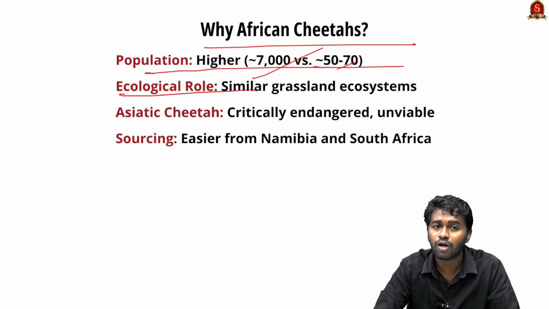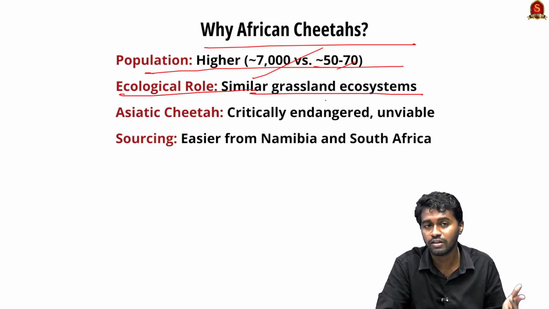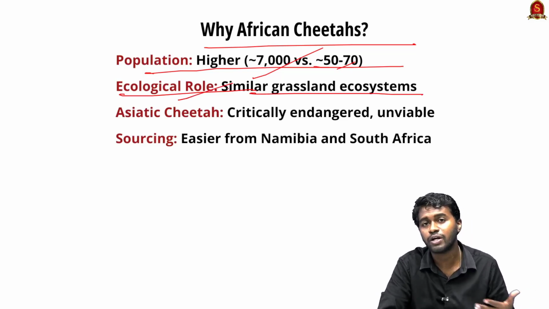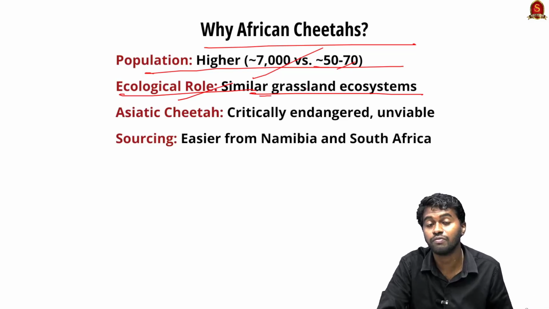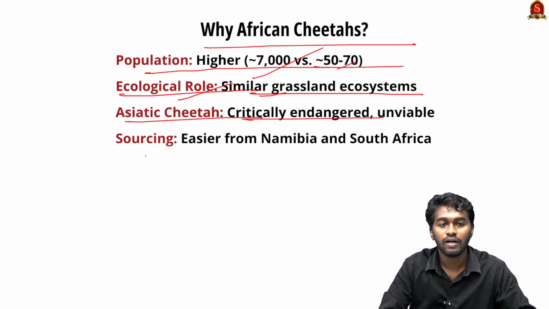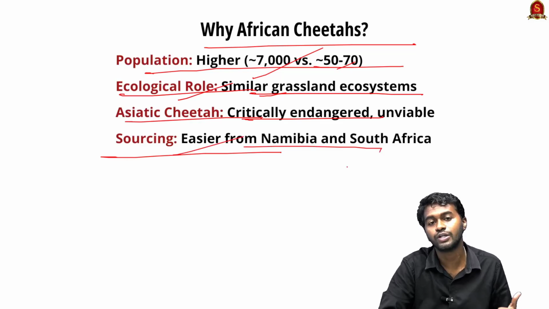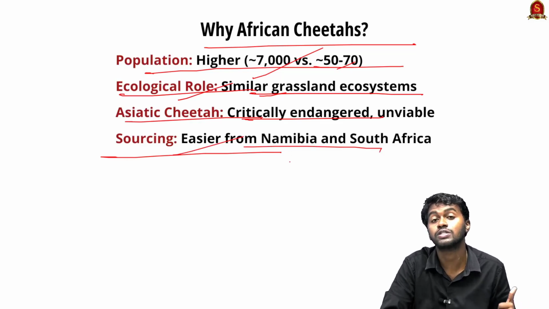And the ecological similarity. In the Kuno National Park, it's a grassland, and therefore it will provide a better opportunity for the cheetahs to survive. And the Asiatic cheetah is critically endangered, while the African cheetah is vulnerable, right? And the next reason we took cheetahs from Africa was sourcing. Getting cheetahs from Namibia and South Africa was much easier.